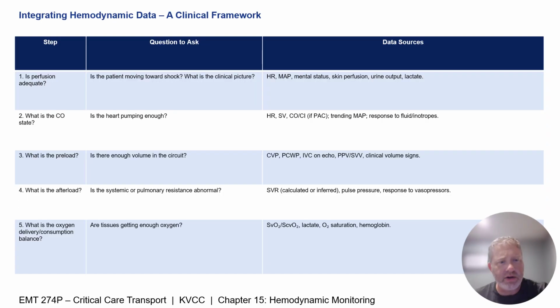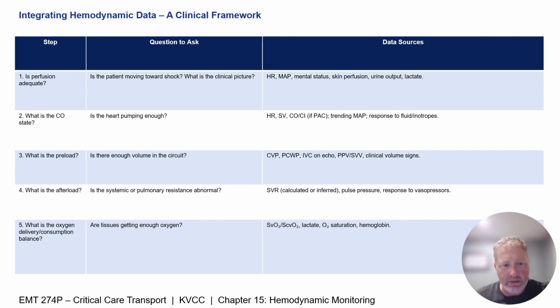This table here kind of integrates some hemodynamic data into a clinical framework or picture. So, 5 steps, questions that you can ask, and then data sources where you can derive the information from. Number one, is perfusion adequate? Always ensure that perfusion is at the forefront of your mind for patients in these states.